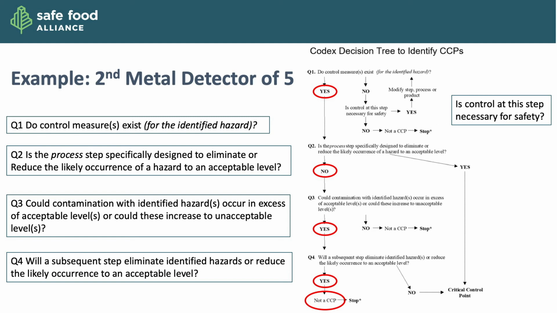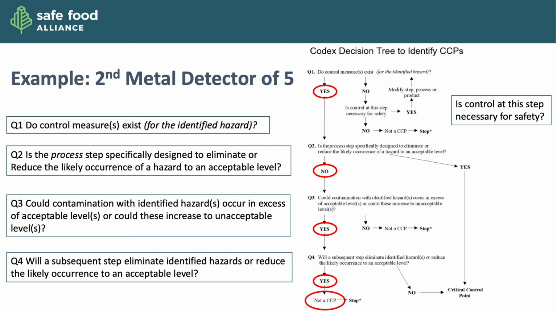So now let's look at a little different example. We still have a metal detector, but this operation in particular has a set of 5 metal detectors within their process. So in this case, we're talking about the second metal detector. So we're going to ask ourselves question number 1, do control measures exist for the identified hazard? Yes. That metal detector is still applying some sort of control. Question number 2, is the process step specifically designed to eliminate or reduce the likely occurrence of a hazard to an acceptable level?